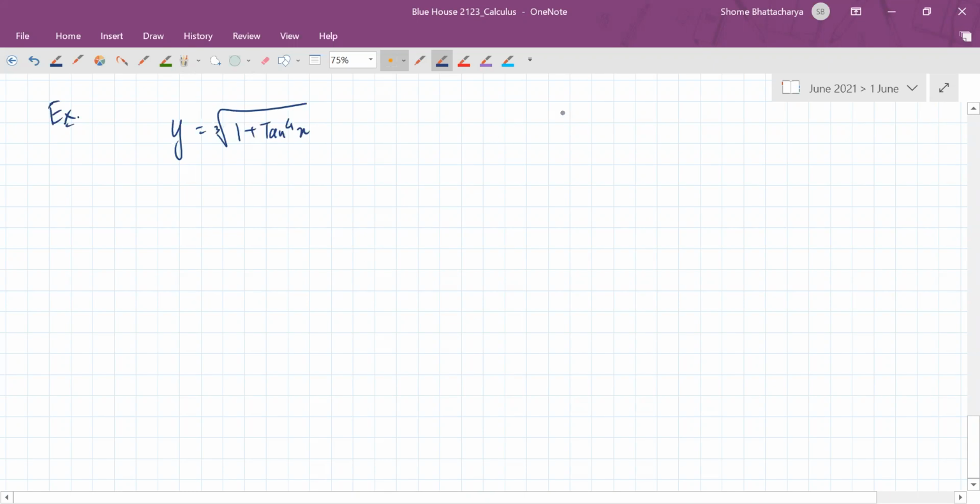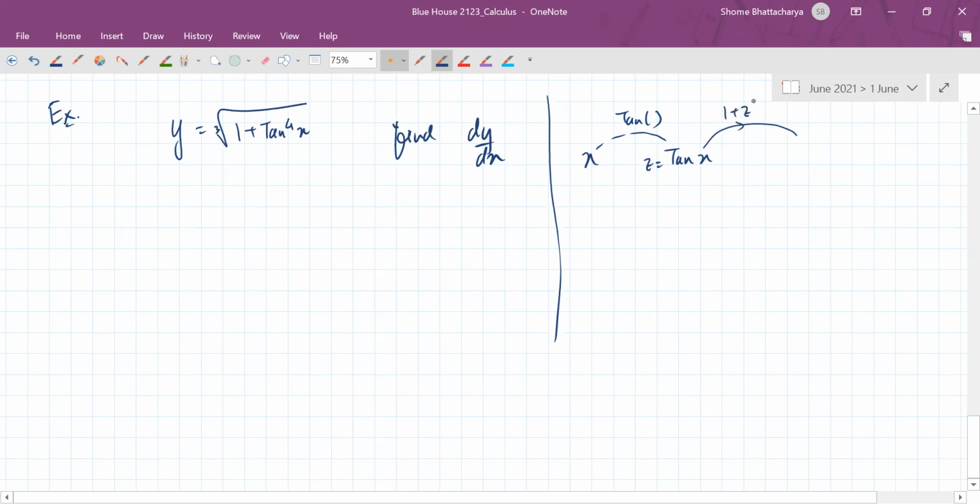This is cube root, right? Cube root of 1 plus tan to the power 4x. Now in this we have to find dy by dx. Why I'm saying this is an extreme example is because if you think how the function is constructed, from x we have first operated tan, so we got tan x. Let's say this is equal to z. Then we have operated 1 plus z to the power 4, that type of function. So we have got 1 plus tan to the power 4x.